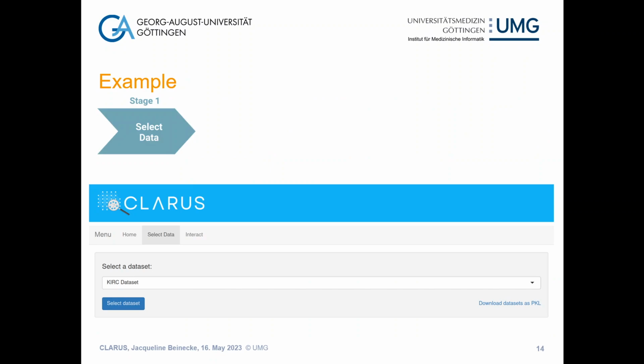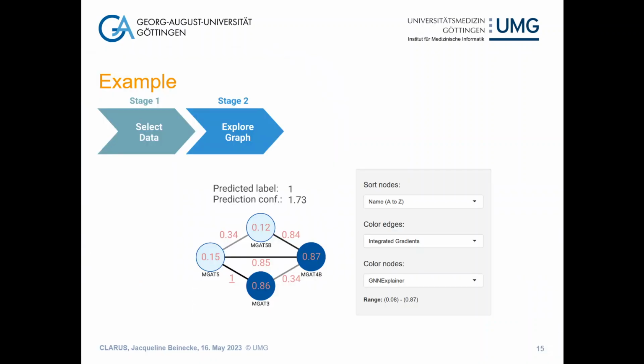So for an example, this is going through screenshots of our platform. First, as I said, you can select the data set, here the Kirk data set, and then you can explore the graph. Here the explanations are visualized directly in red in the graph, in the platform itself. You can hover over the node or the edge, and then you get shown the explanation value, so the relevance value. This is just for the example here. You can explore the graph, and we can see, okay, the edge between MG85 and MG83 is the most important with a relevance of 1 according to integrated gradients.